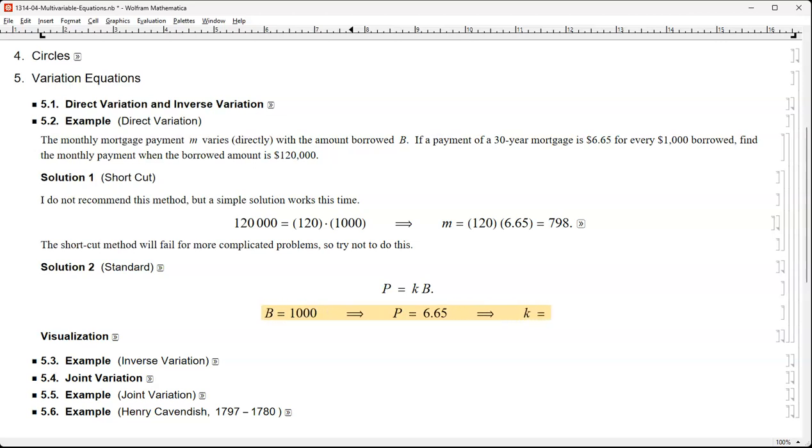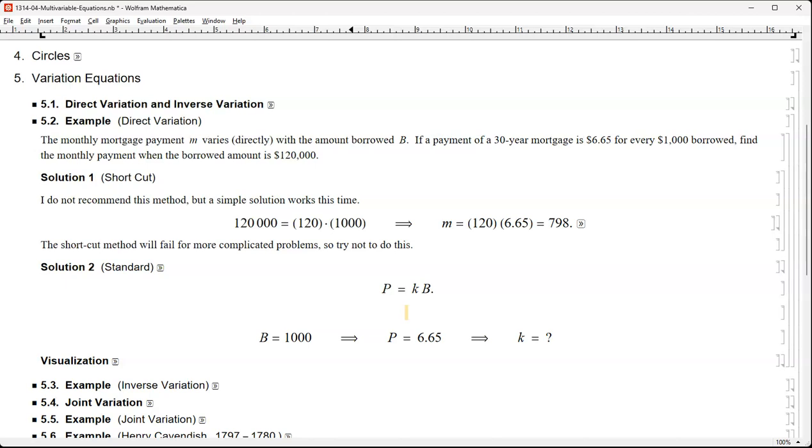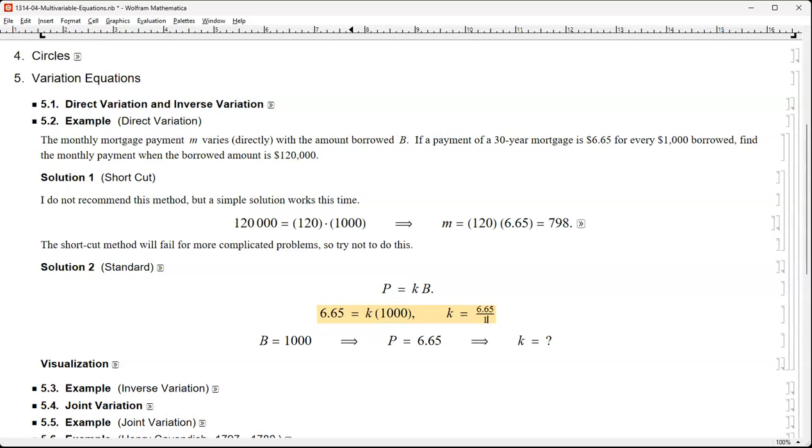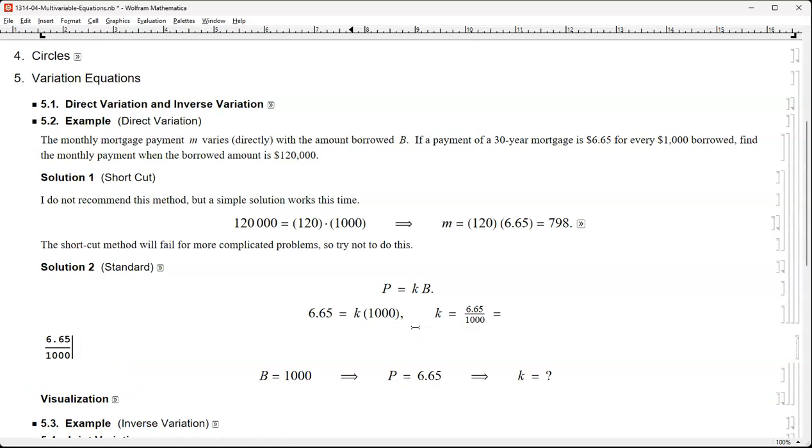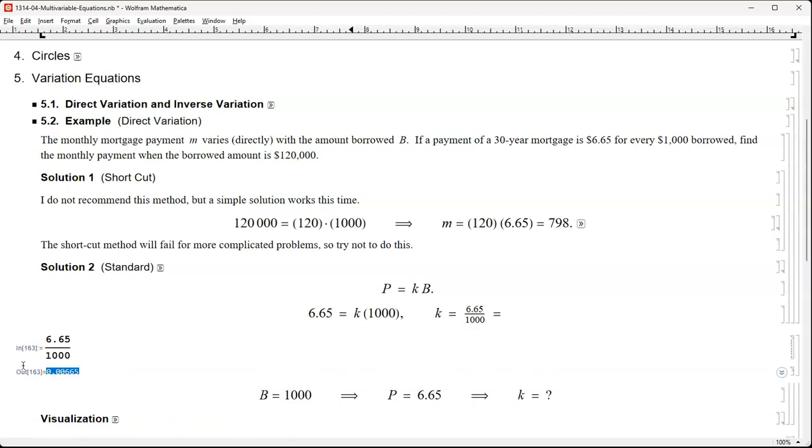From there, what is k? That's what you want to find out. So how do you do that? Well, let's put those numbers in. Payment is 6.65. That's k times borrowed amount 1,000. Which means k is 6.65 divided by 1,000. And then if you write that into a decimal expression, okay, that's what I'm going to get.